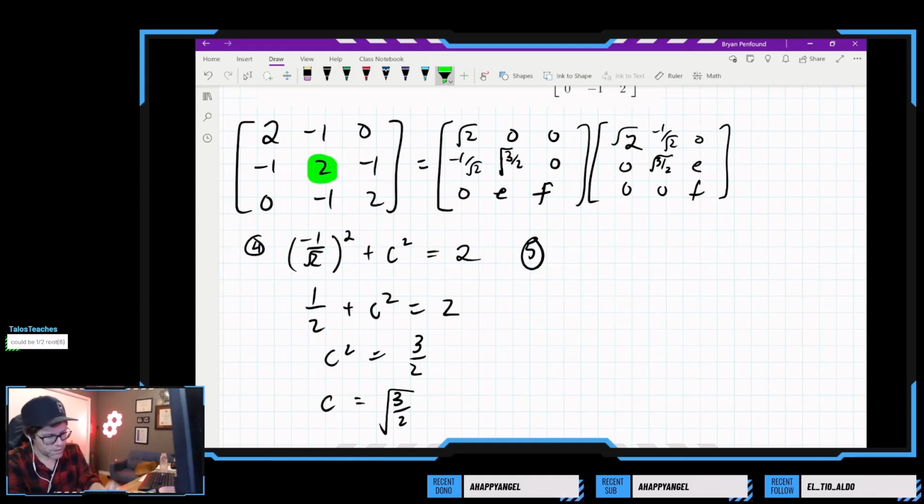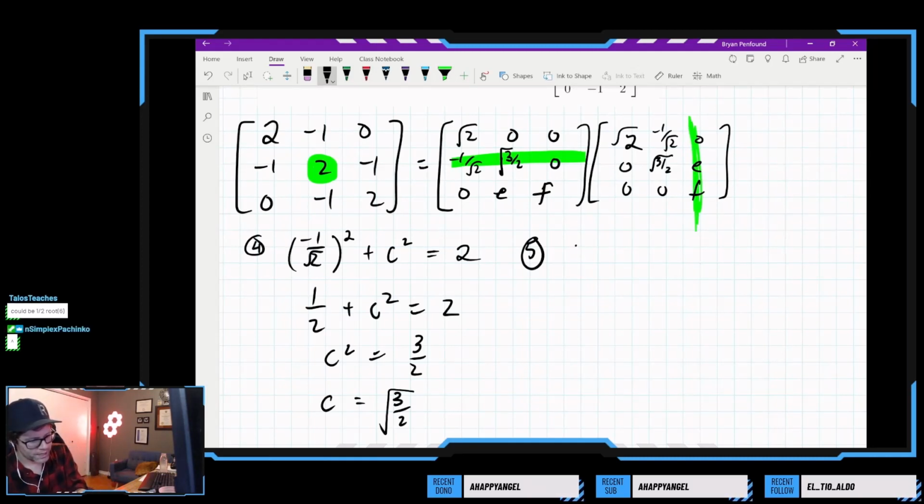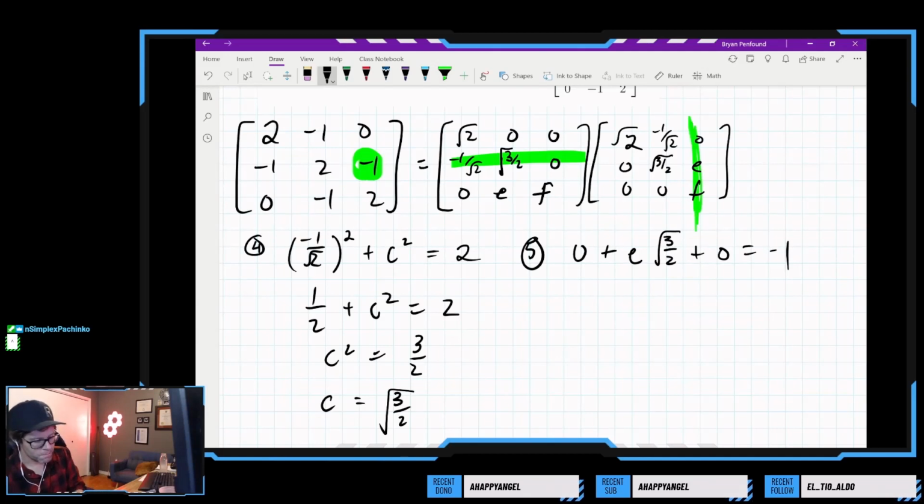Step 5 must be solving for E, which would be this one, right? Does that work for E? So we get 0 plus E times this awful square root plus 0. And that multiplication should give us this. Is that true? I think that works, right? -1. So guess what? E is equal to -1 over this.